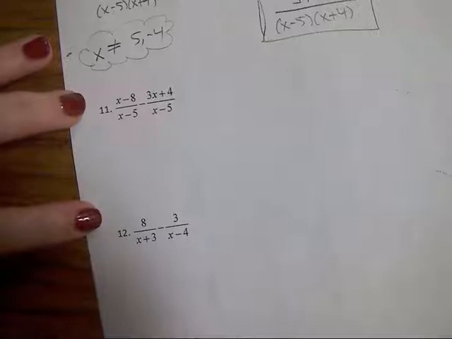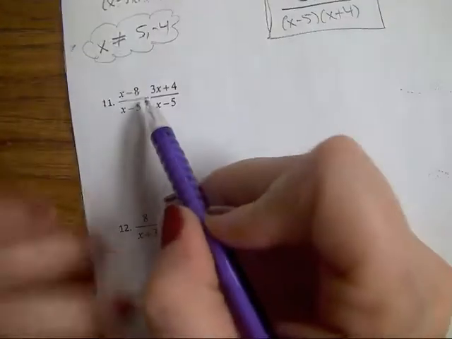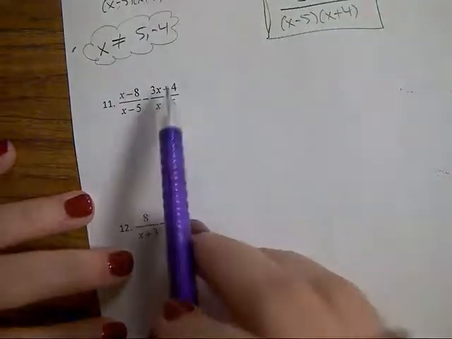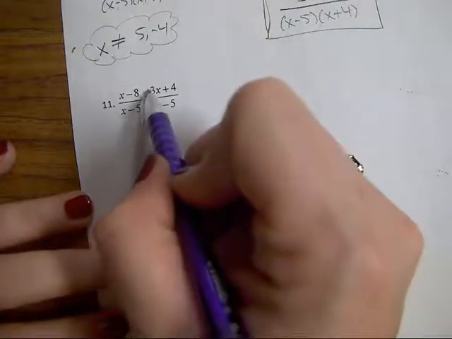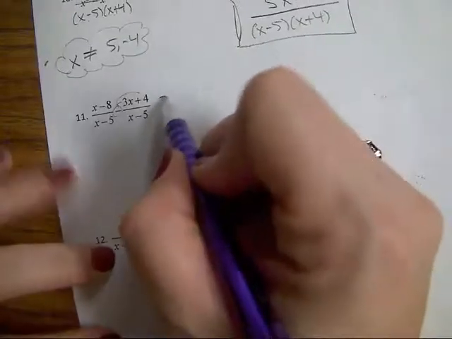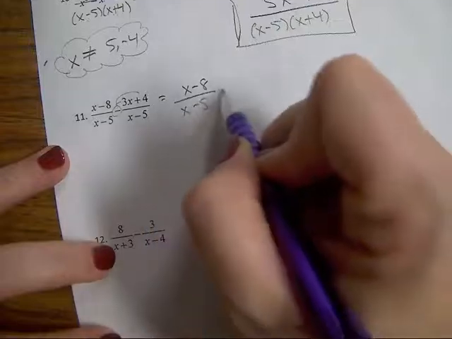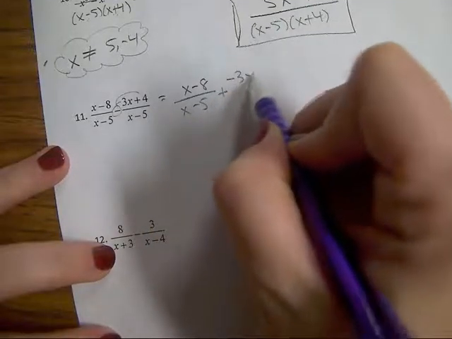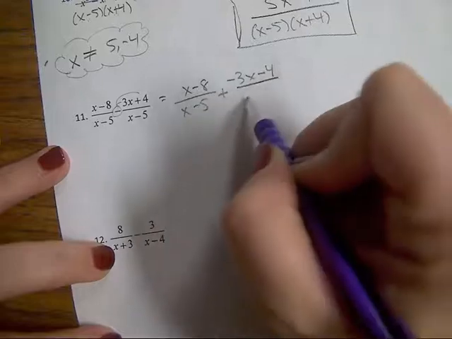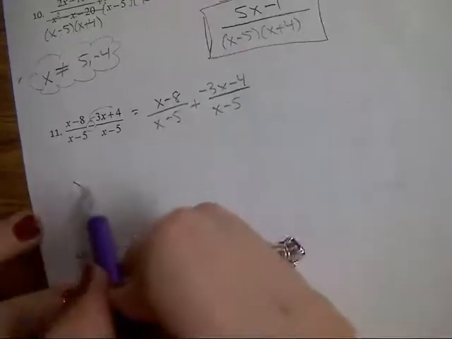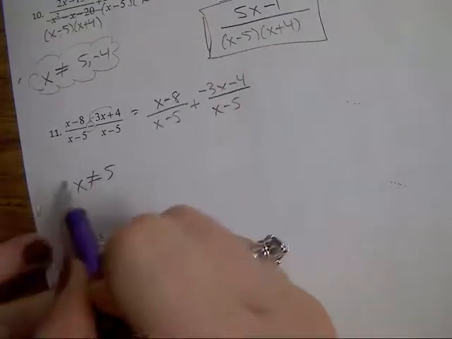All right, 11, we are subtracting. So remember, we do have one extra step. When we are subtracting, we have to actually distribute the minus sign to both pieces of our numerator. So when I distribute that minus sign, this is now going to be x minus 8 over x minus 5 plus negative 3x minus 4 over x minus 5. All right, check out my denominators. They are the same. So I can go ahead and tell you x is not allowed to equal 5.